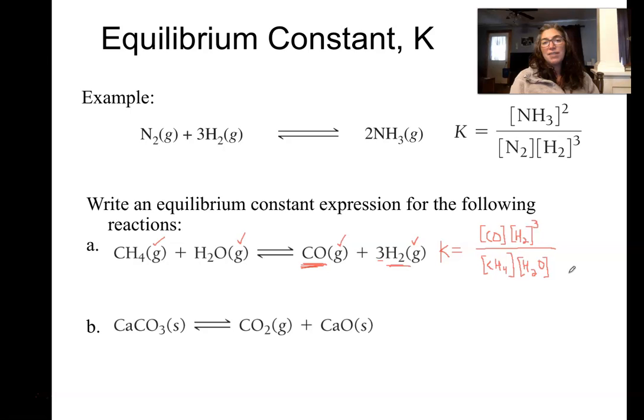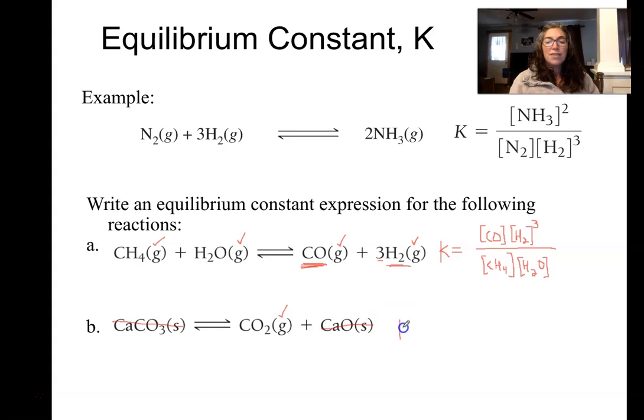So that's all you have to do for an equilibrium constant expression. I'm not actually even giving you any math to calculate what the value of K is. You're just setting up the expression based on the equation. Now for part B, calcium carbonate is a solid. So this is not going to go into our equilibrium constant expression. The gas will, but the solids will not.